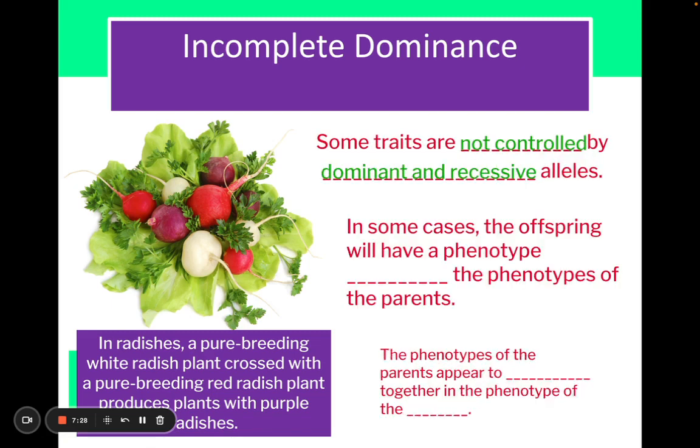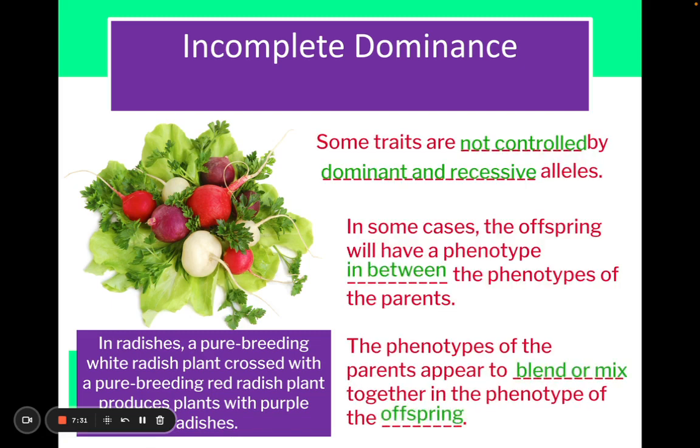So let's talk a little bit more about incomplete dominance and what we're talking about today, because it's mostly about the gray area of genetics. Incomplete dominance is our literal gray area, right? It's our blending of color. Incomplete dominance is when traits are not controlled by a recessive or dominant allele. Neither is recessive or dominant. It's going to be a blending of color. In some cases, the offspring will have the phenotype in between the phenotypes of the parents, like a blending or mix of color.